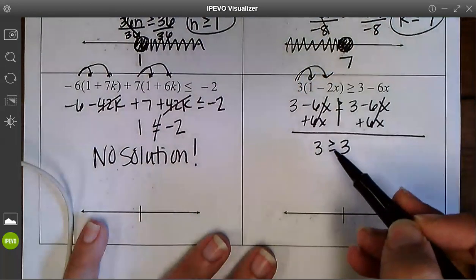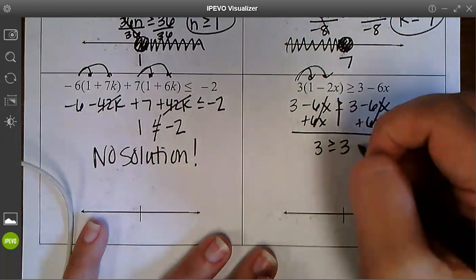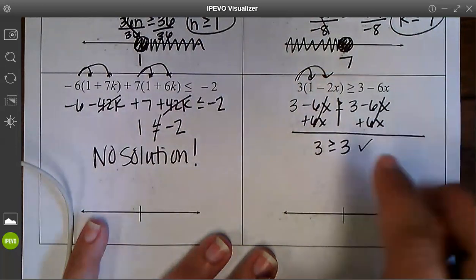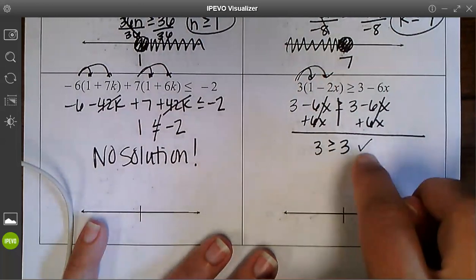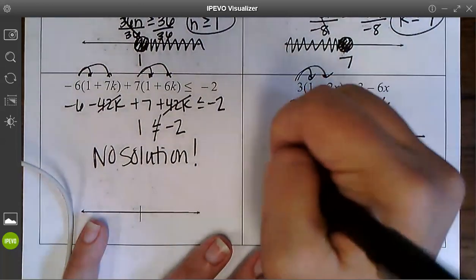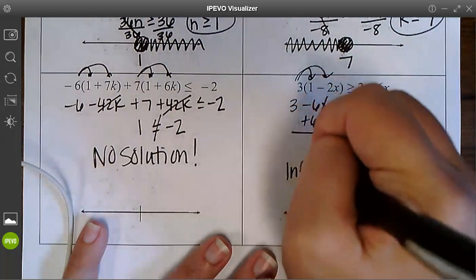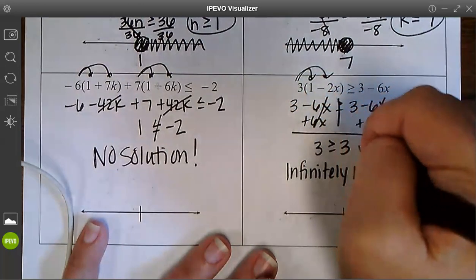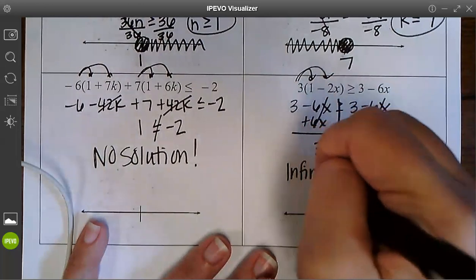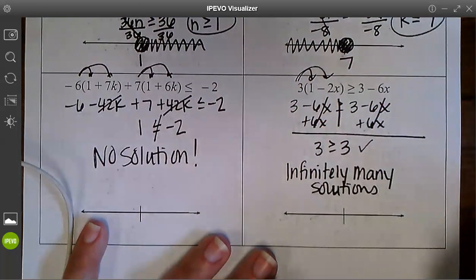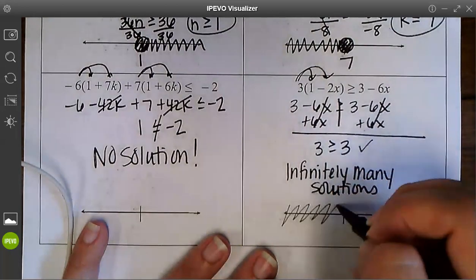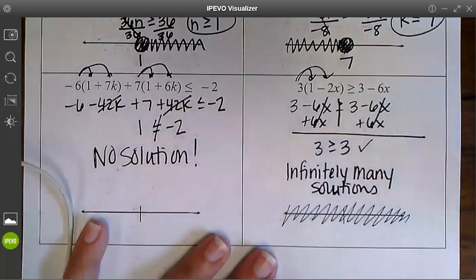Because of the or equal to, this is a true statement. If it did not have the or equal to, this would be a no solution. But because this is true, that means I have infinitely many solutions. That means I could plug in any number I wanted for x, and I would get something that works, something that is true. If it asks you to graph that, you would just shade your entire number line.